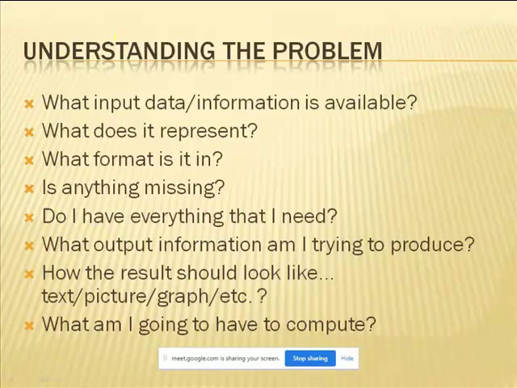Is anything missing? You need to find out whether everything is okay to complete the work. If anything is missing, then you need to add it again. So do I have everything that I need? Again, you need to question yourself: do I have everything that I need to perform the task? Okay, what output information am I trying to produce? So you need to find out the average. For example, you need to find out the average of all your subjects. So you need to gather the 6 subject marks.